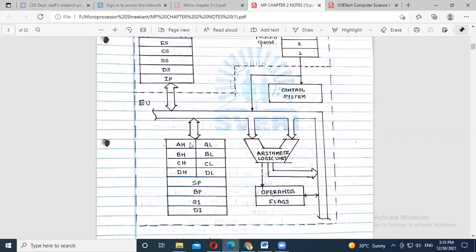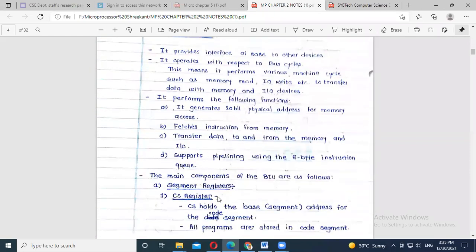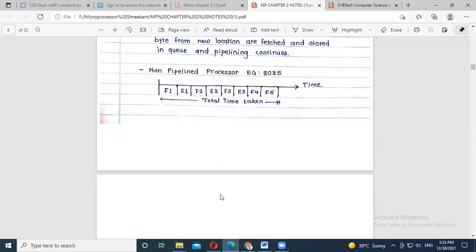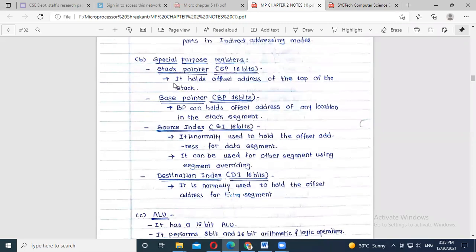General purpose registers are AX, BX, CX, and DX. Special purpose registers are stack pointer, base pointer, source index, and destination index. Now I will move to special purpose registers. These special purpose registers are stack pointer 16 bits, base pointer 16 bits, source index 16 bits, destination index 16 bits. Stack pointers are used to address the top of the stack.